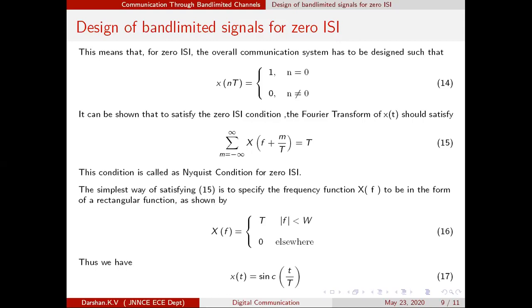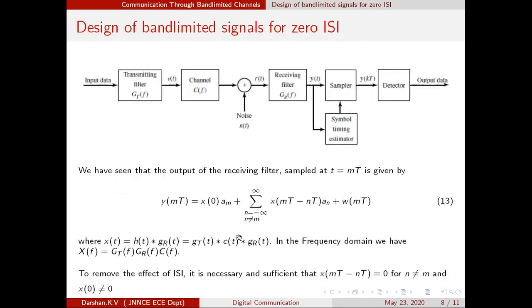This is how we are making the ISI 0, or achieving 0 ISI. Now we have understood the following things. What is the expression of the output? From the output expression, we came to know what is ISI, and also we came to know how to avoid the ISI. Keep the sample values of x of t.